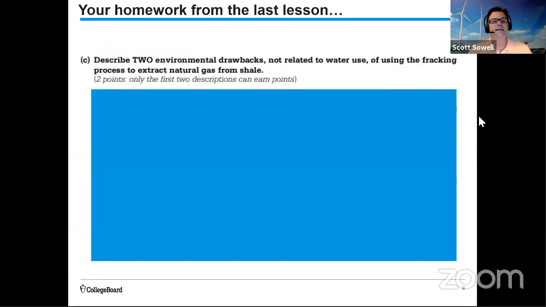C says, describe 2 environmental drawbacks not related to water use of using the fracking process to extract natural gas from shale. So any environmental drawback of fracking that's not related to water use. Always watch out for these clauses, because when we do grade the FRQs, a lot of times students will miss this and we'll see them talking about water, other than the clause in the middle of a question.